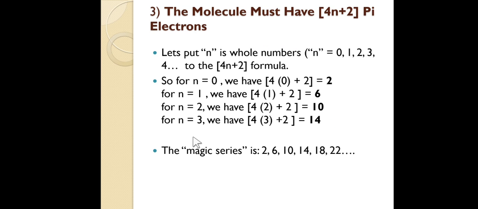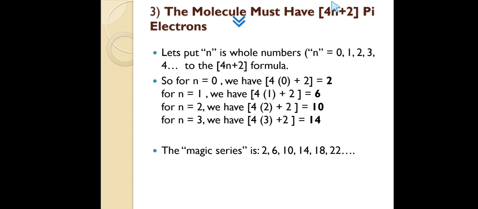Now next, the molecule must have a 4n plus 2 pi electron system. Okay, what is meant by 4n plus 2 pi electron system? Most of the students confuse this 4n plus 2 pi electron system. So friends, what we need to do, we need to put n as 0, 1, 2, 3, 4, 5, 6, 7, 8 and so on. So it must be a whole number, an integer. It should not be a fraction. So whole number means 0, 1, 2, 3, 4, 5.